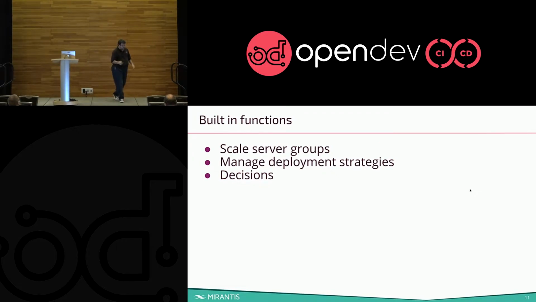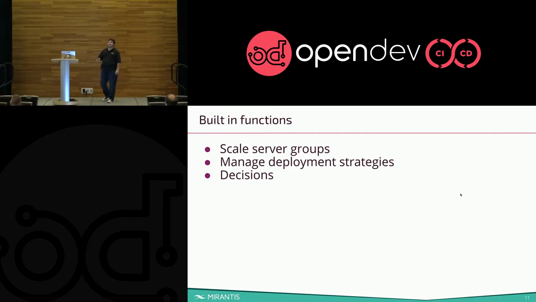Now, Spinnaker has a good bit of intelligence already built into it. It enables you to do things like scaling server groups, like, OK, if this happens, I want to add a server. Or if this happens, I want to increase this server group by 20%. Or scale this down when this pipeline runs, whatever. It enables you to manage these deployment strategies.